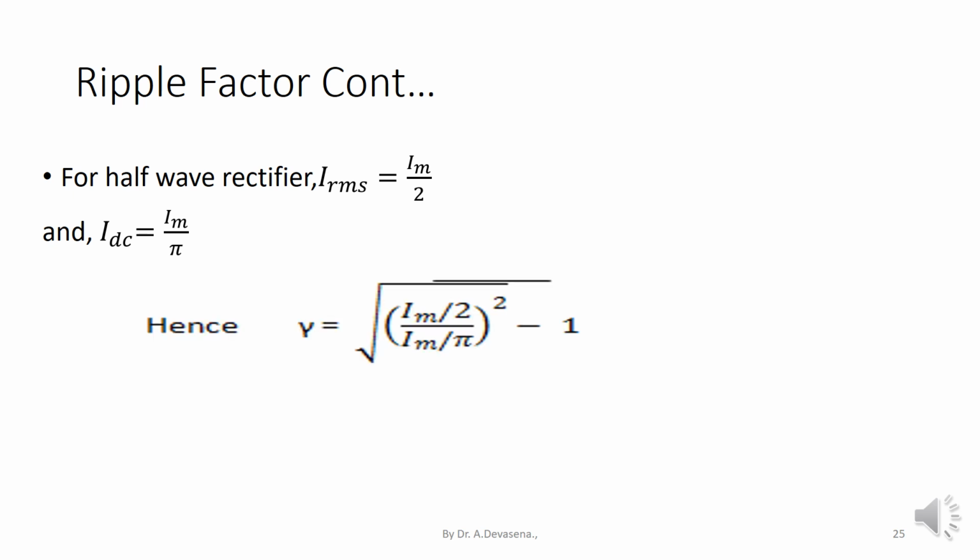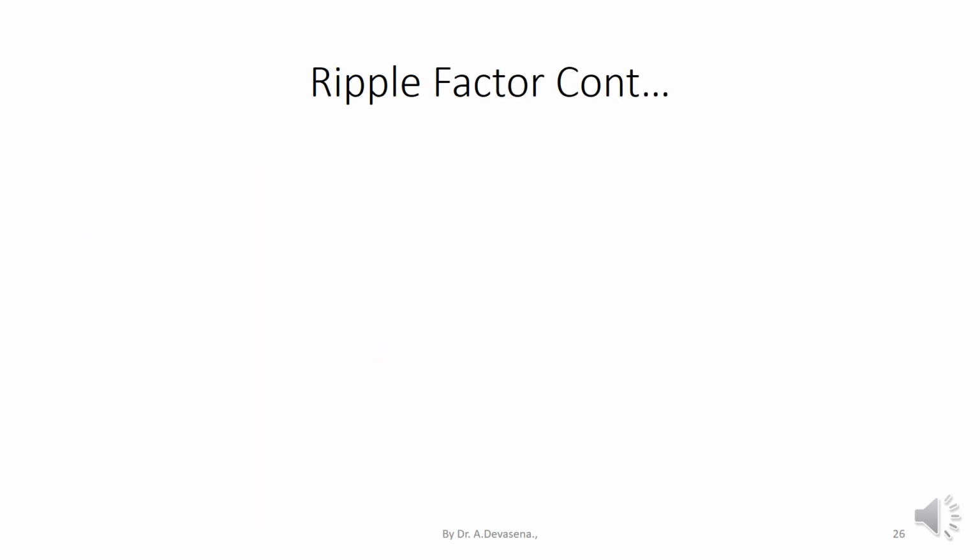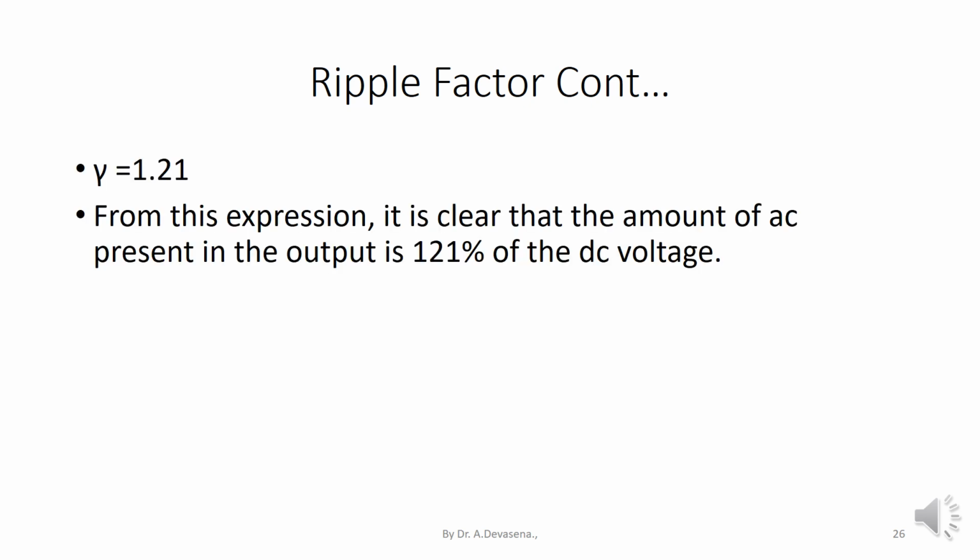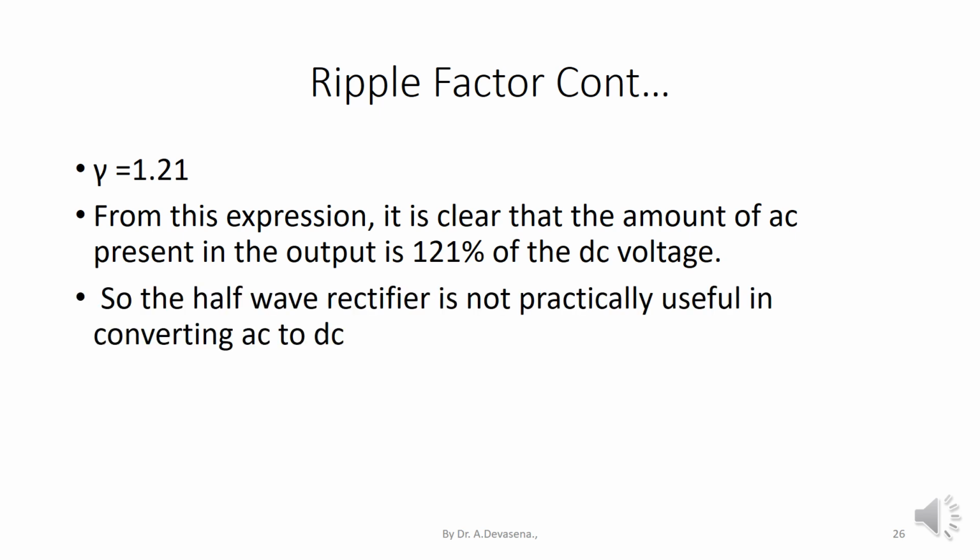Therefore, ripple factor is equal to square root of Im by 2 by Im by pi the whole square minus 1. That is, ripple factor is equal to square root of pi by 2 the whole square minus 1. After simplifying the above expression, we obtain ripple factor is equal to 1.21. From this expression, it is clear that the amount of AC present in the output is 121% of the DC voltage. So, the half-wave rectifier is not practically useful in converting AC to DC.